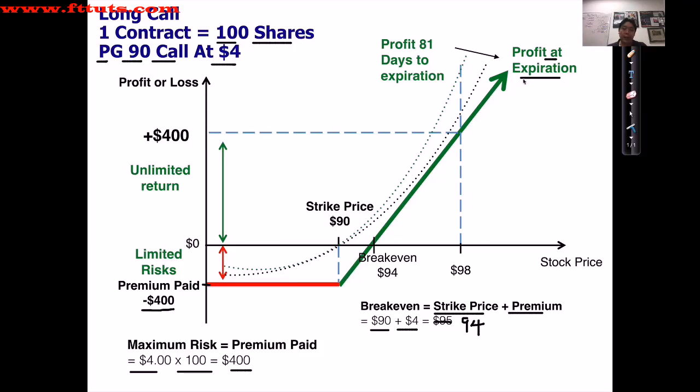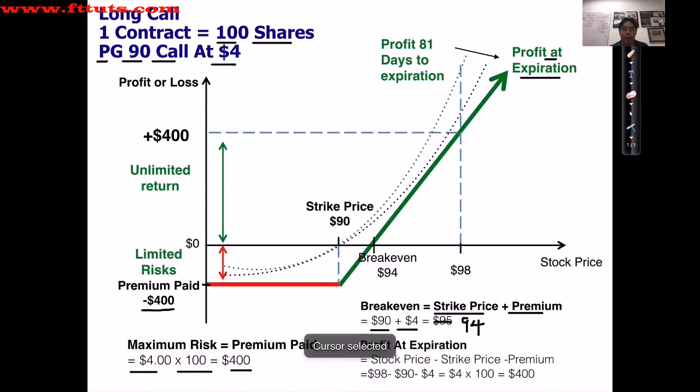So you can see that at expiration, this green and red line is the profit and loss graph at expiration, when there's no more extrinsic value, when it's purely intrinsic value. So you can see that the price has to move beyond $94 for you to break even on this trade. If the price stays at $90 or goes below $90 or goes between $90 to $94, you're losing money if you hold it to expiration. All right, it's got to go beyond $94. Cool? Okay, great, we understand that.